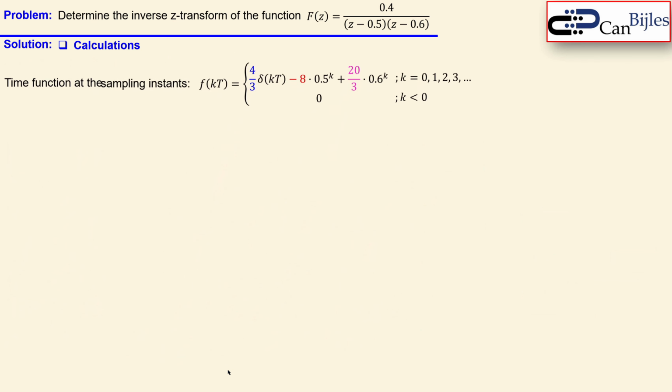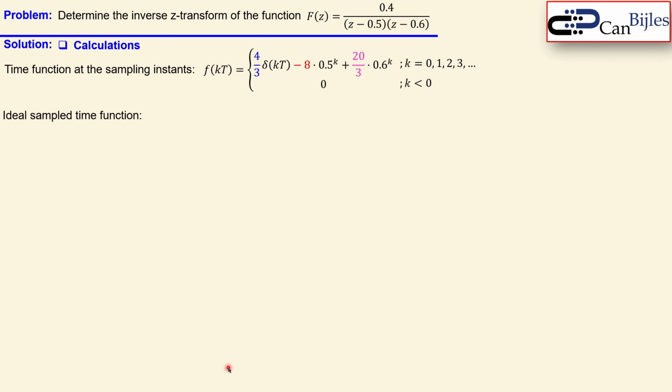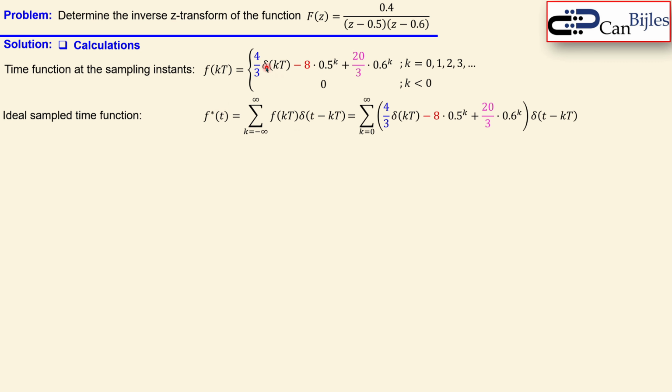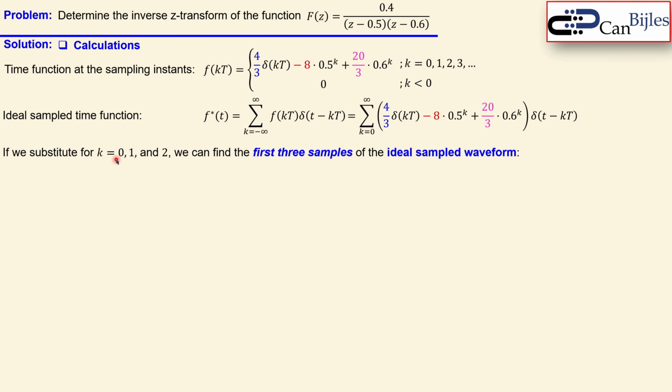Okay, now let's take this function here and also go to the ideal sample time function, and that's given by this f star in time domain. We take this function, which is of course only valid for 0, 1, 2, 3, etc. in integer form, and we just also look at that in this delta expression. So if we substitute, for example, k equal to 0, 1, 2, then we have the first 3 samples of the ideal sampled waveform.